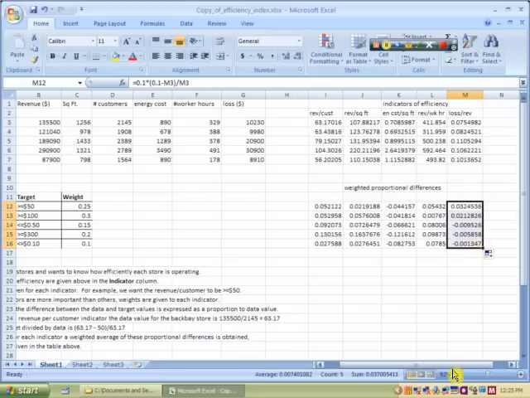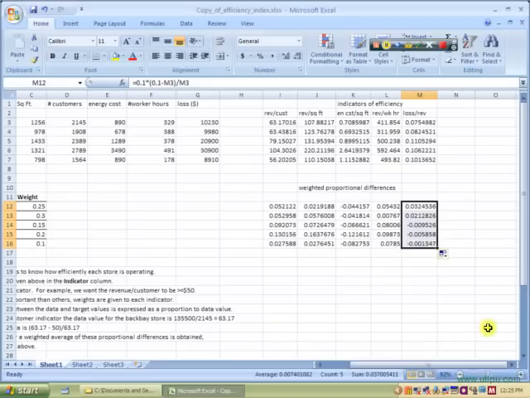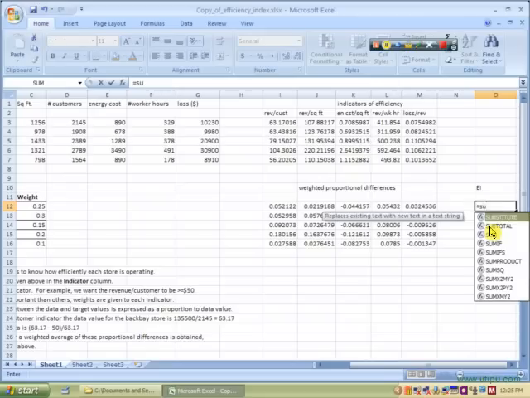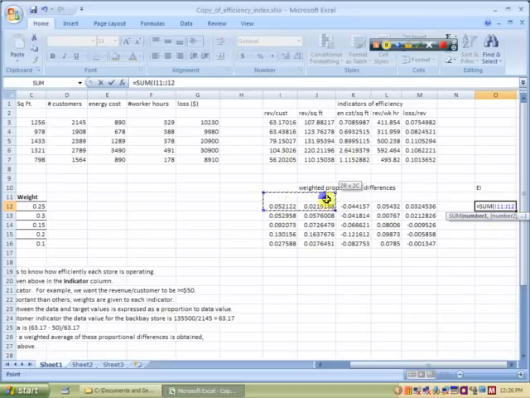And then we're going to add all these up. So let's get the total EI, efficiency index. That's just going to be the sum because you've already got the weights here. So equals SUM, double click on SUM and highlight this. And then drag that on down.